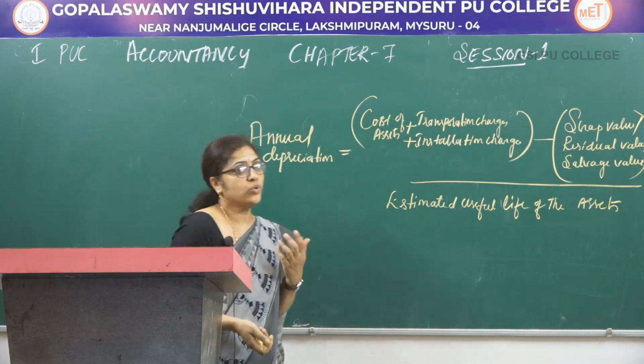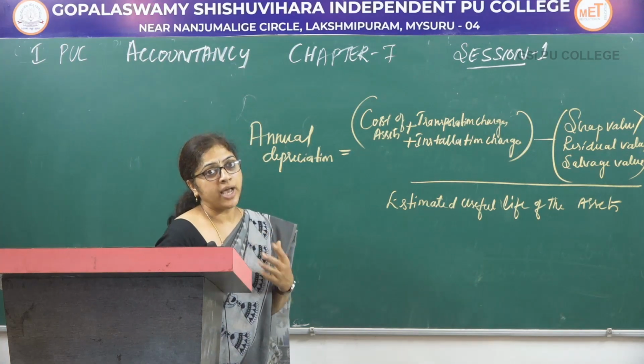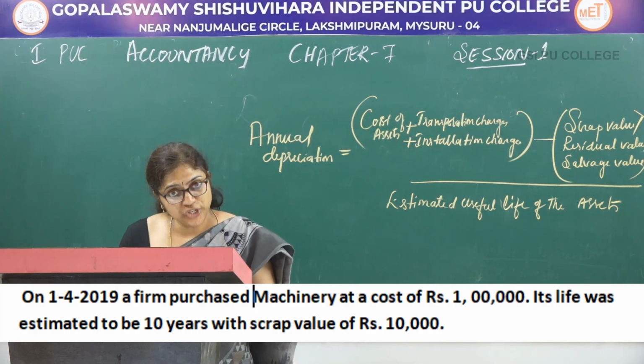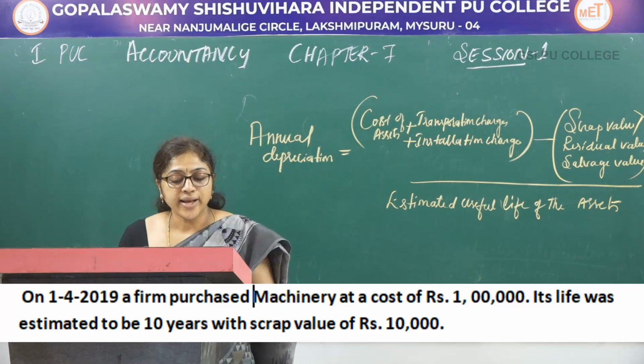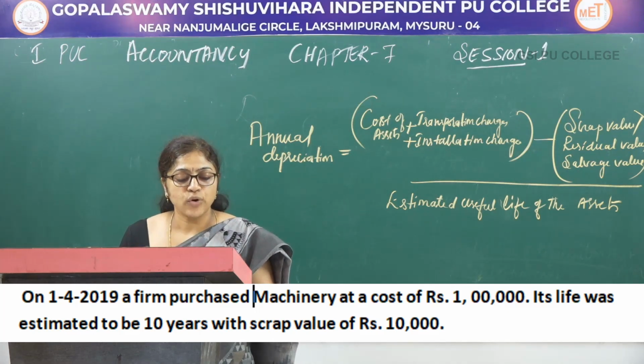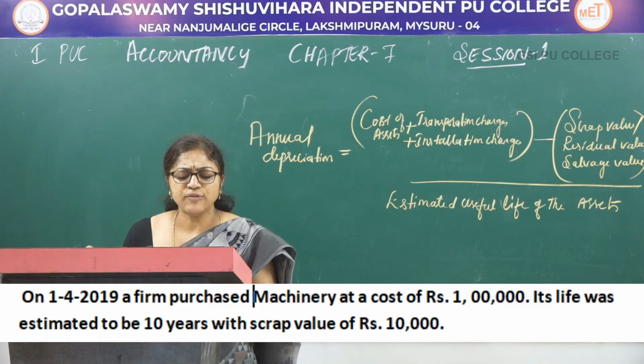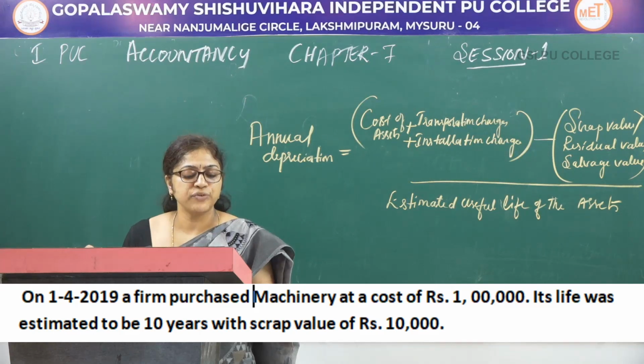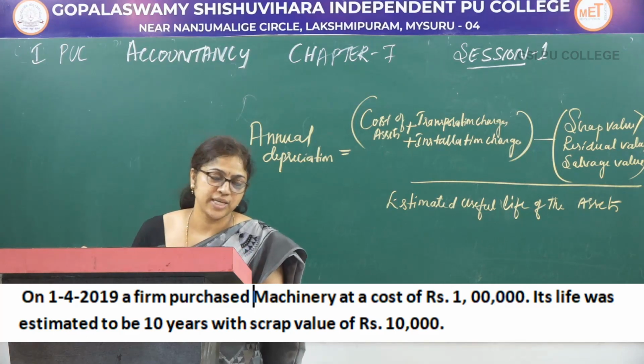So let us know how to calculate the annual depreciation. A company purchased machinery for rupees 1,80,000 and spent 9,000 for its installation and 1,000 for its transportation. The estimated life of the machinery is 5 years with residual value of rupees 15,000. Find out the amount of annual depreciation.